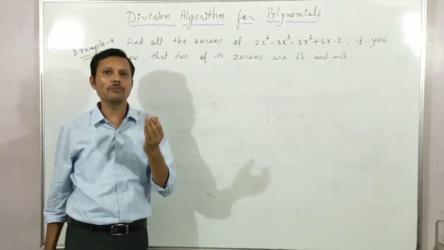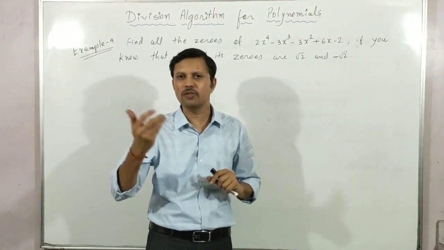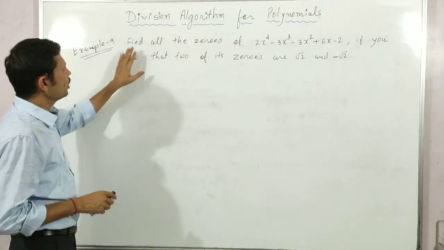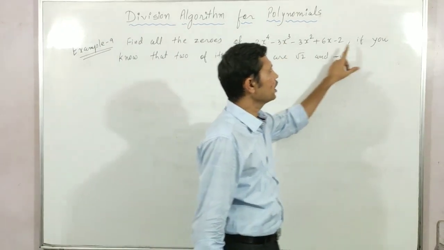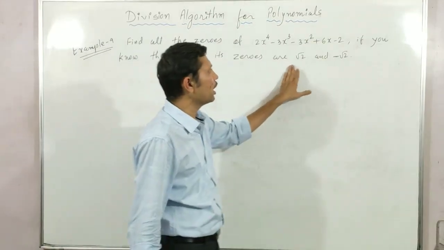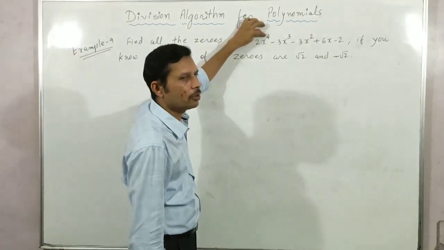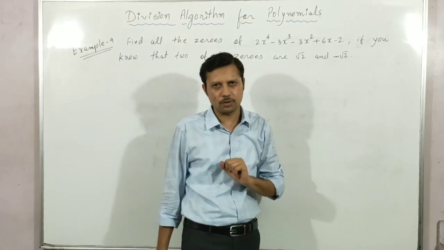इस क्वेश्चन को 2 अलग अलग मेथड से किया जा सकता है. तो सबसे पहले हम एक मेथड डिस्कस करें, लेटर ऑन वी विल डिस्कस अबाउट द सेकंड मेथड. Now what is the question? Find all the zeros of this polynomial if you know that 2 of its zeros are root 2 and minus root 2. See, here the degree of the polynomial is what? 4. So we can get at most 4 real zeros.